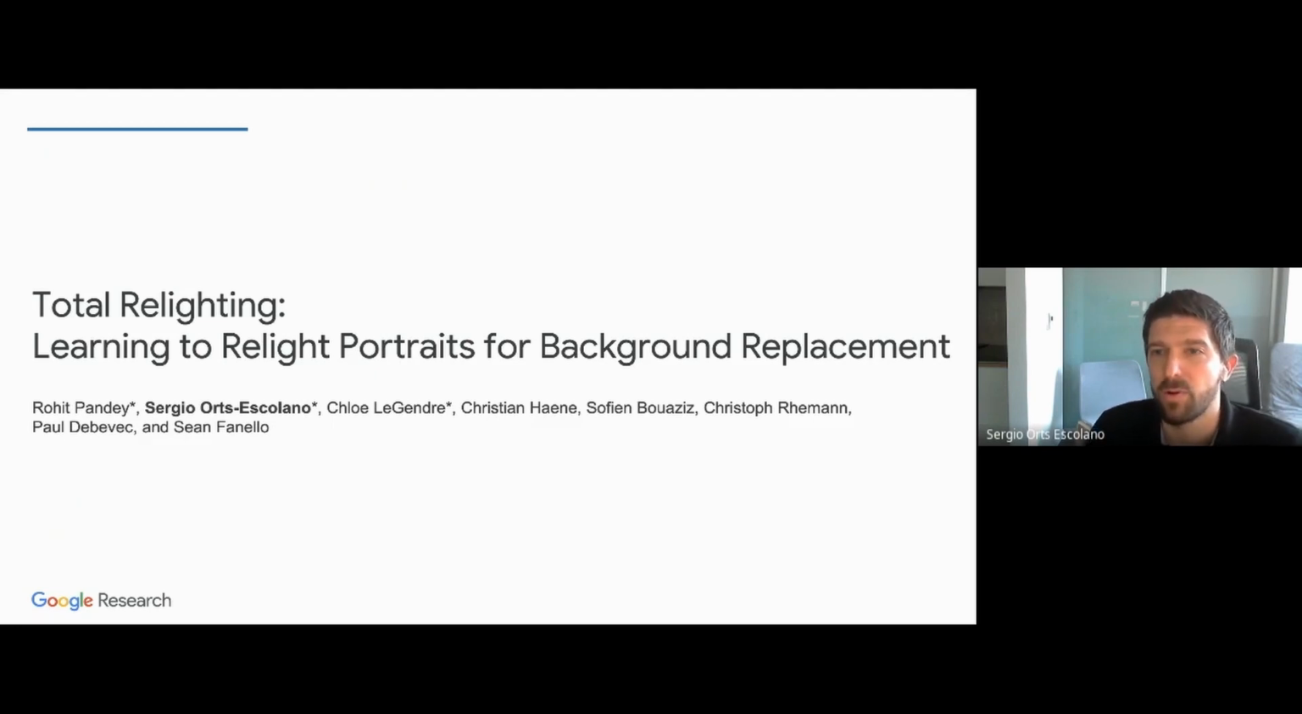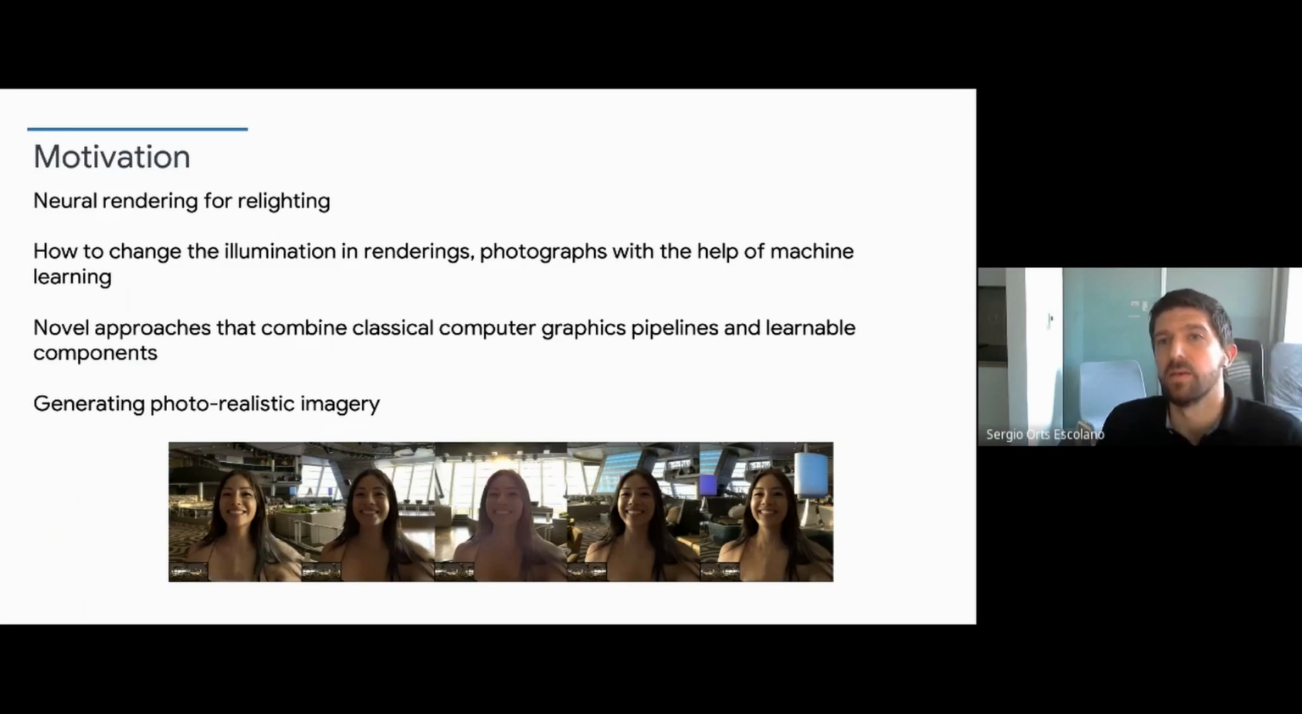During this talk, I will also cover some of the details about ground truth data generation for our neural rendering techniques. In the last years, a lot of progress has been made in the research topic of neural rendering. In particular, I would like to emphasize the progress made towards relighting arbitrary images, which means that we are able to change the illumination of arbitrary renderings and photographs with the help of machine learning.